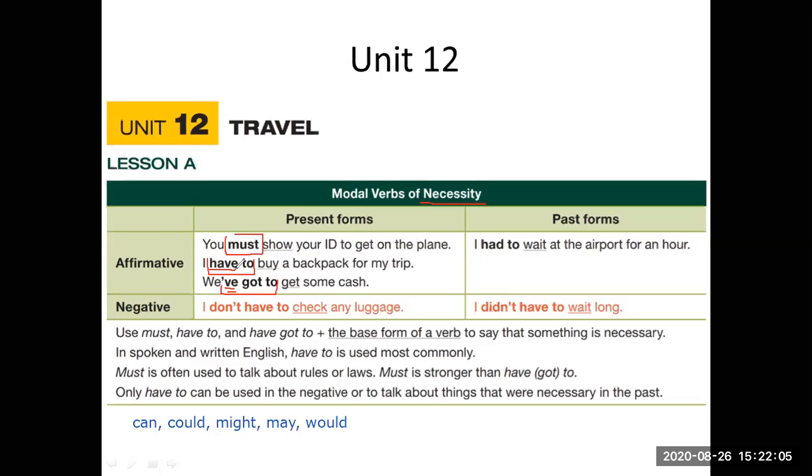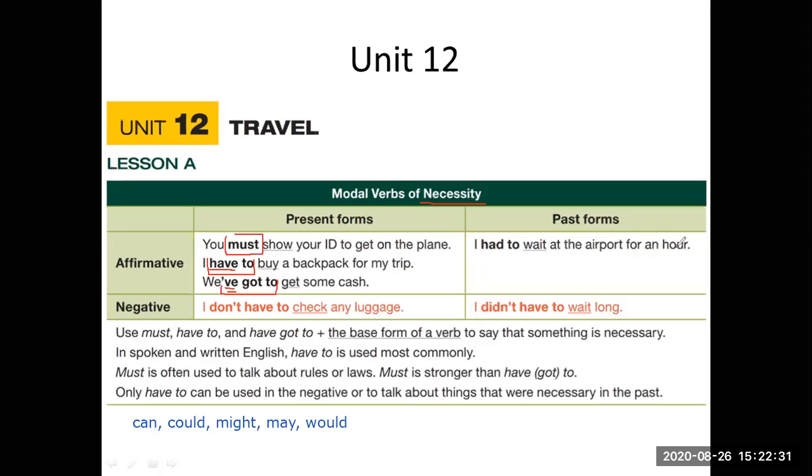You must go to the hospital. Maybe because I see that you are very bad, you are coughing or sneezing, I think you have coronavirus, so you must go to the hospital. Okay. I have to buy a backpack for my trip. Is a necessity, something that you have to do. We've got to get some cash.